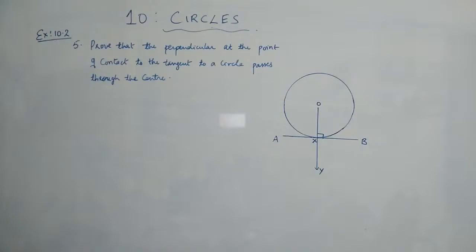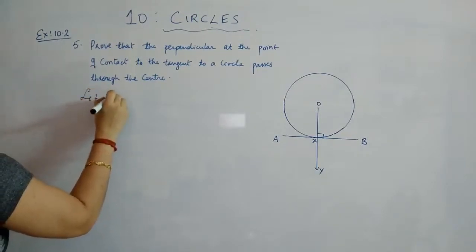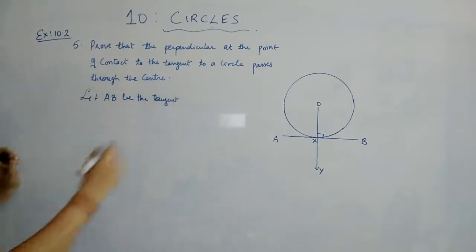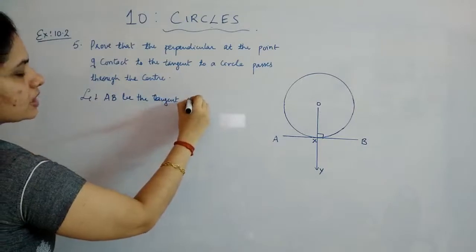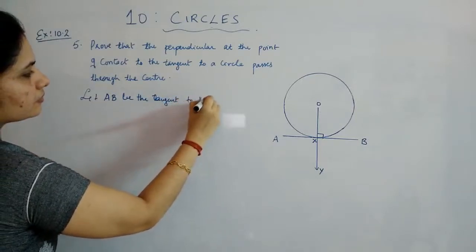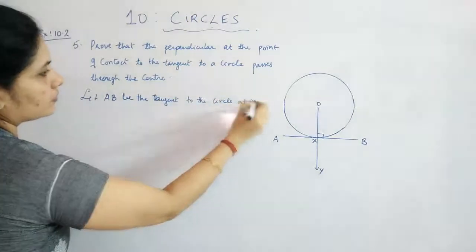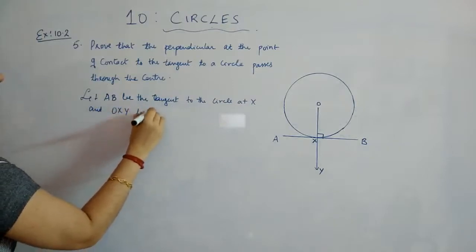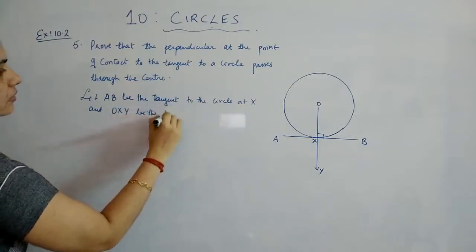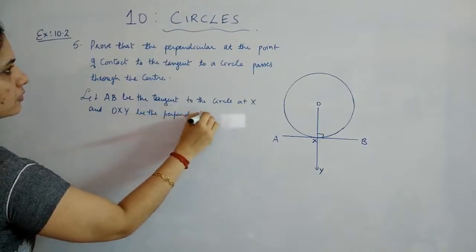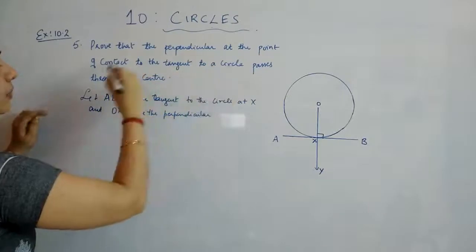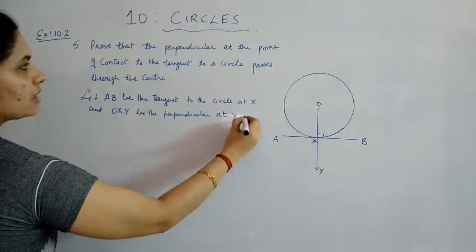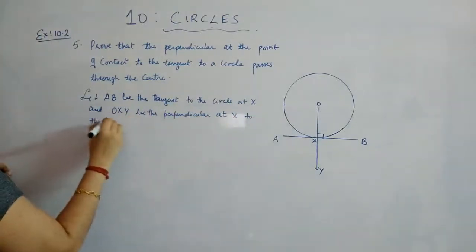That means if you are taking, let AB be the tangent to the circle at X, and OXY be the perpendicular at the point of contact. That means the perpendicular at the point of contact is taken as X, perpendicular at X to the tangent AB.